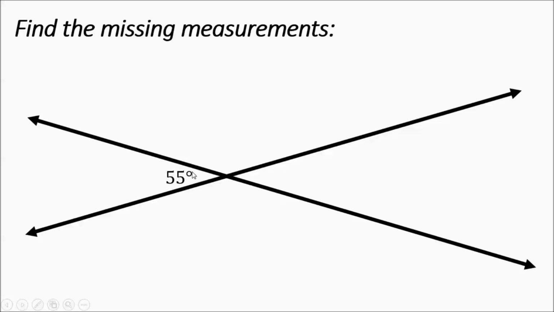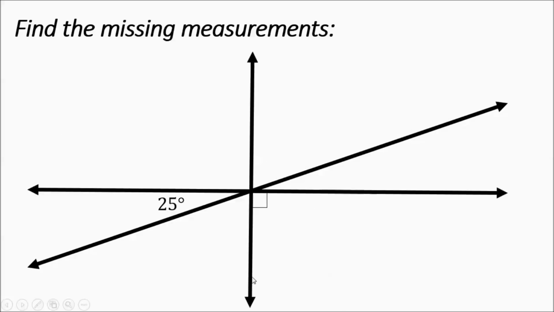So if this is 55 degrees, you could say that this other angle over here is vertical to it, so that's also going to be 55 degrees. We also learned about supplementary angles. Supplementary angles adding up to 180. If two angles lie on the same line, they're going to add up to 180. So we could think 55 plus something is 180. That's going to have to be 125. And if this angle is 125, we could also say this angle down here is 125 because they're vertical from each other.